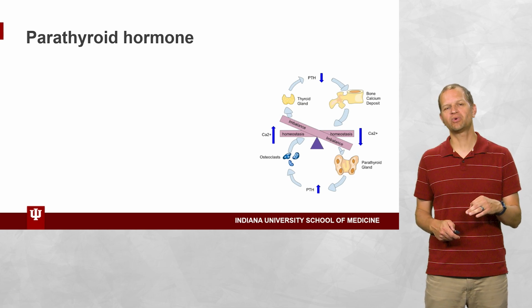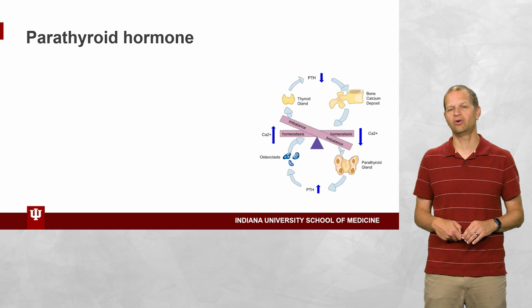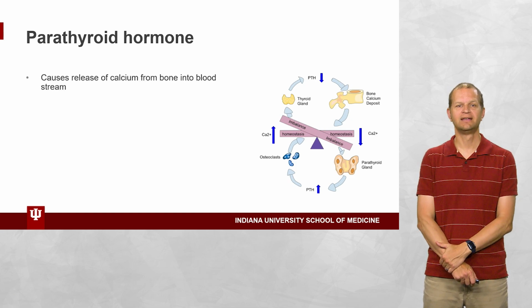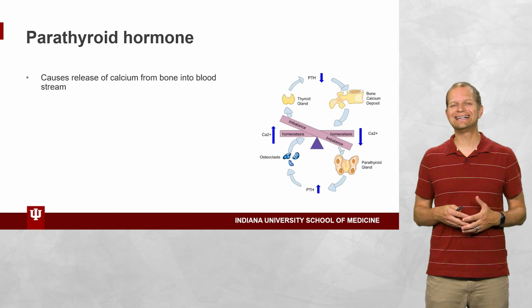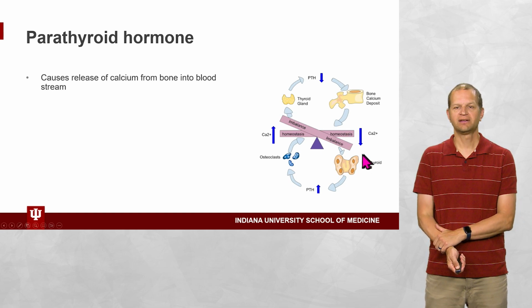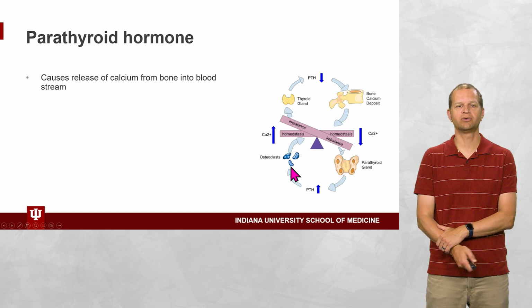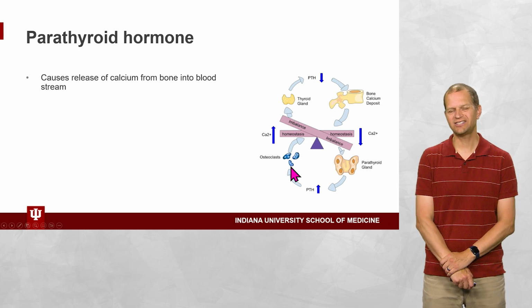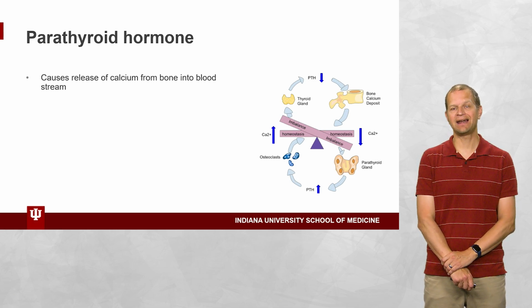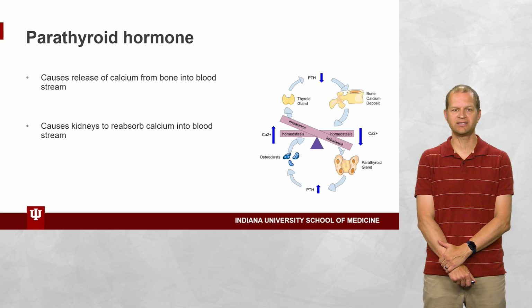Now, as we've mentioned previously, we mentioned that parathyroid hormone exists. Parathyroid hormone comes from the parathyroid gland. Ultimately what it does is it causes release of calcium from the bone into the bloodstream. So you can see here if we've got low blood calcium, the parathyroid gland releases parathyroid hormone. And what happens is you've got these cells in your bone called osteoclasts, and osteoclasts break down bone. One of the things that happens as a result is that calcium is released into the bloodstream.